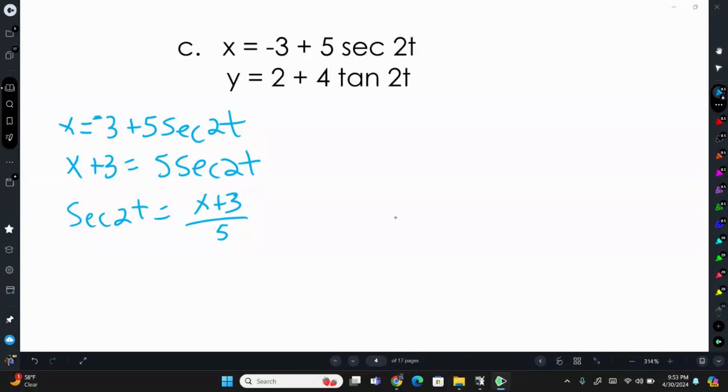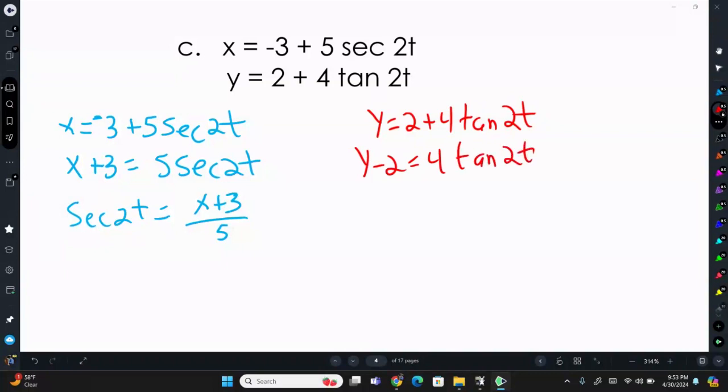And then for the y, y equals 2 plus 4 times the tangent of 2t. y minus 2 equals 4 times the tangent of 2t. And then when we divide by 4, we get the tangent of 2t is equal to (y minus 2) over 4.